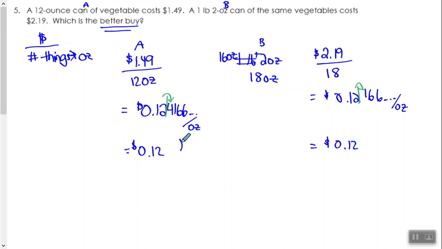But taking a look at the unrounded number. Now 0.124166 and 0.12166. So this number is larger than this one. So my 1 pound 2 ounce can is the better buy.